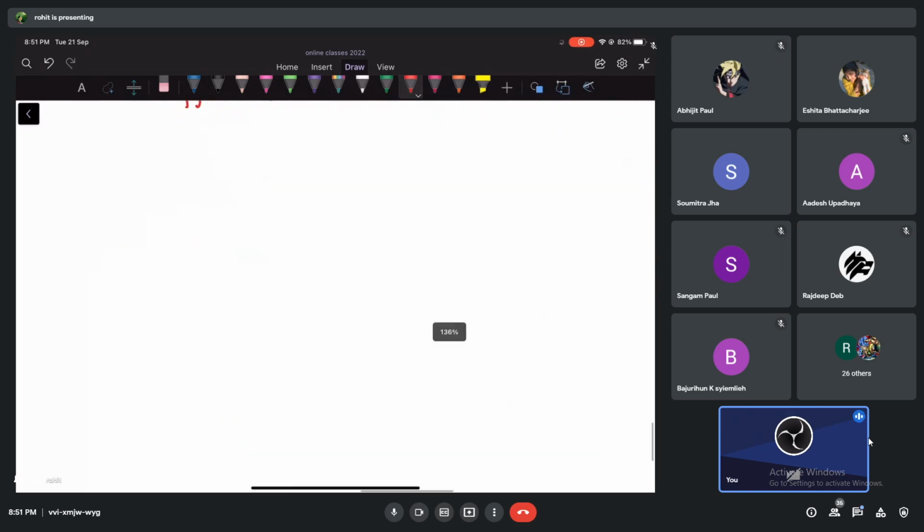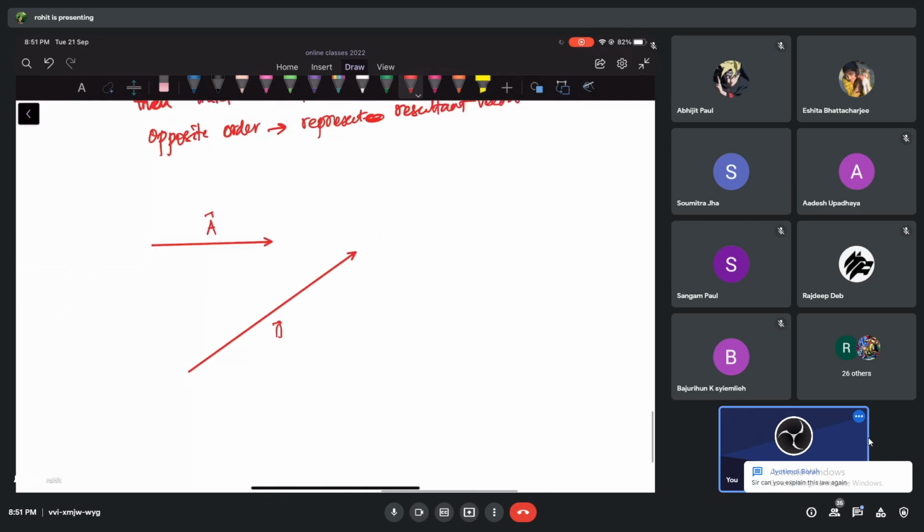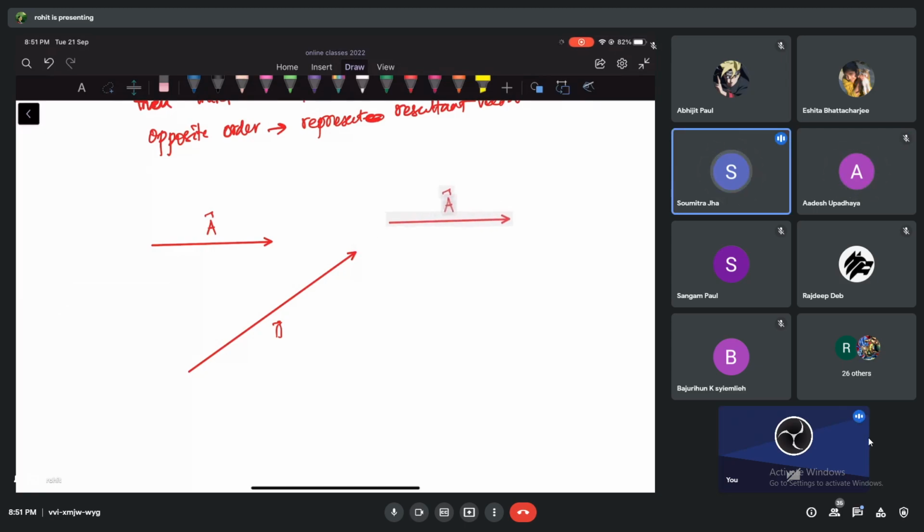I'll show you another diagram then. If this is a vector and this is a vector, how do I add them? Tell me. This is vector A, this is vector B. Let's take vector B first now. I can take any of them. So tell me, what do I do, guys? I take vector A and put it here, right? We have to attach the tail of vector A to the tip of vector B. Yes.